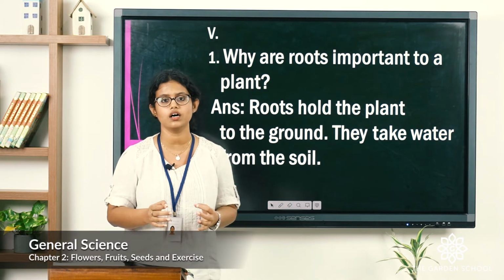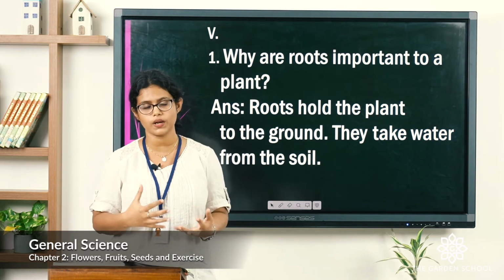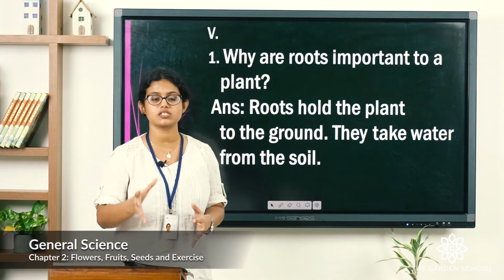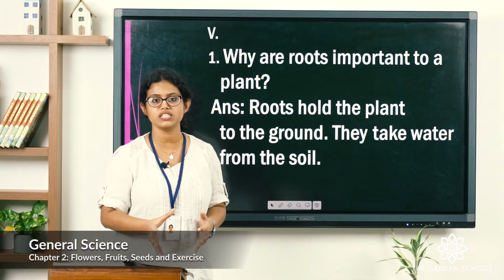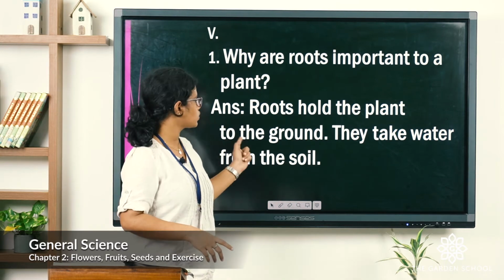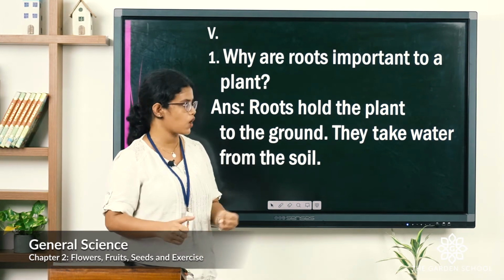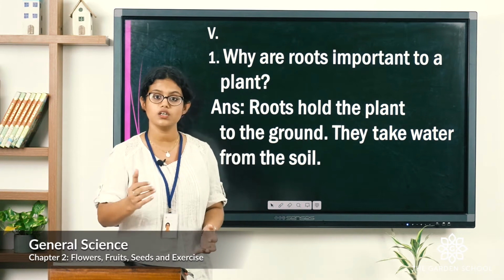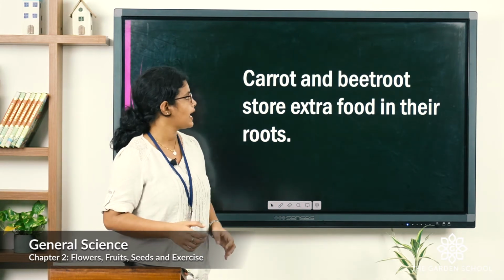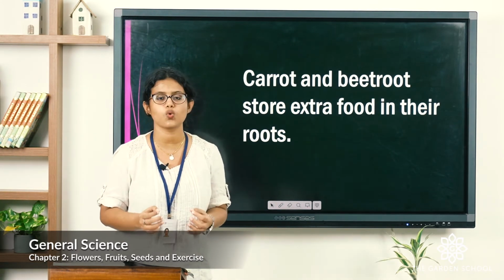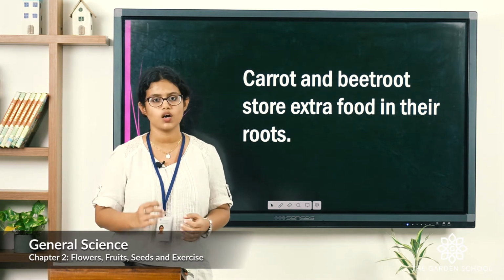So while we discussed the parts of a plant, we learned that roots take in water and nutrients from the soil. So the roots hold the plant to the ground. They take water from the soil. Then carrot and beetroot store extra food in their root.